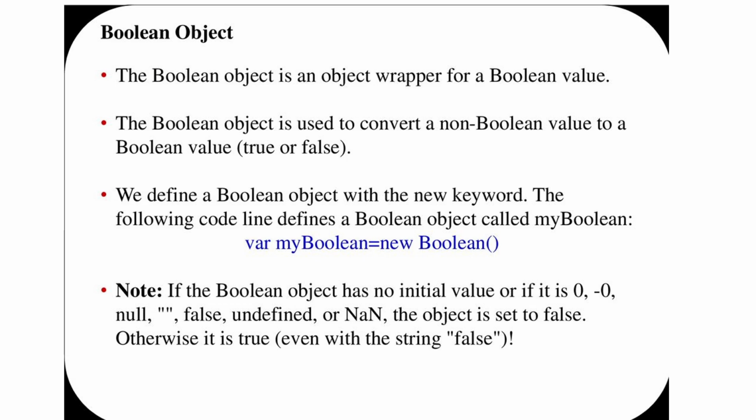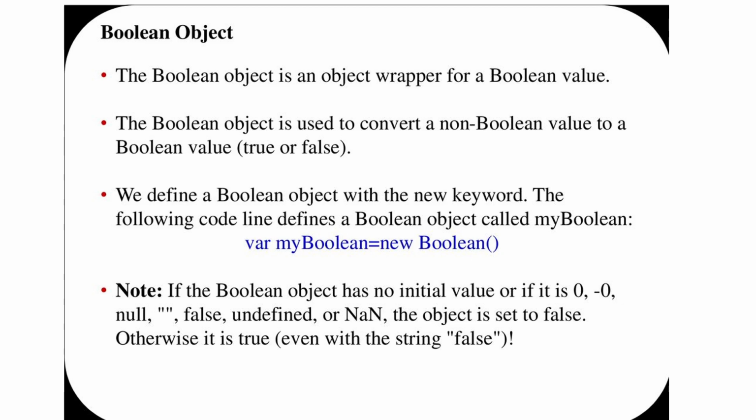Hi students, now we will discuss Boolean object. The Boolean object is an object wrapper for a Boolean value. We all know what a wrapper is, which will enclose. So the Boolean object is used to convert a non-Boolean value to a Boolean value. First, what is a Boolean value? A Boolean value is either true or false, 1 or 0.